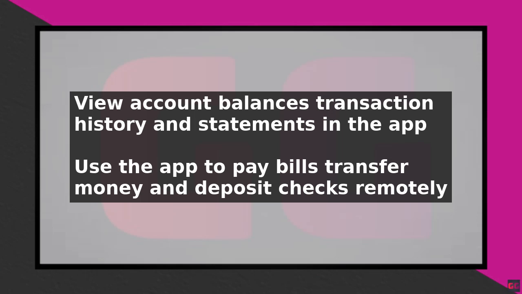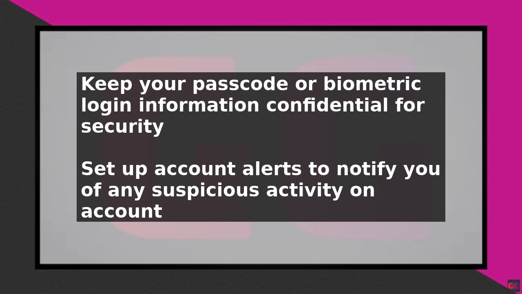To ensure the security of your account, make sure to log out of the app when you are finished using it and keep your passcode or biometric login information confidential. It is also a good idea to set up account alerts to notify you of any suspicious activity. The Chase Bank app is a convenient and secure way to manage your finances on the go. And by following these steps, you can set it up quickly and easily.